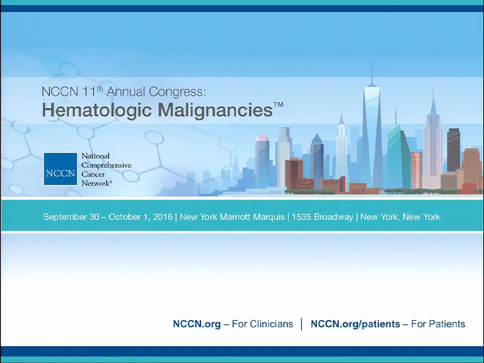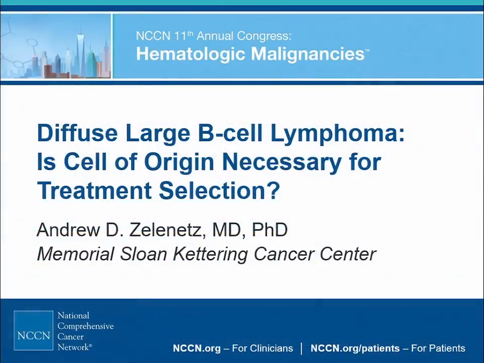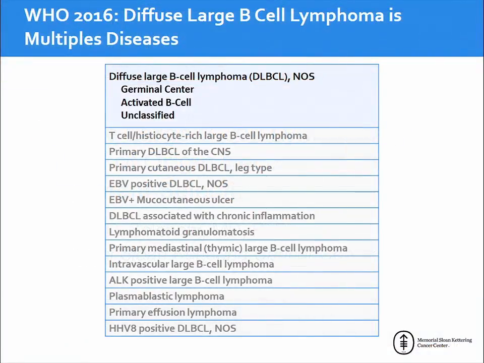Okay, so this is a topic that's been kicking around for 16 years because cell of origin as a distinguishing factor in large cell lymphoma was first described in 2000. So this is the WHO classification for the lymphoid malignancies of the large cell lymphomas in 2016.